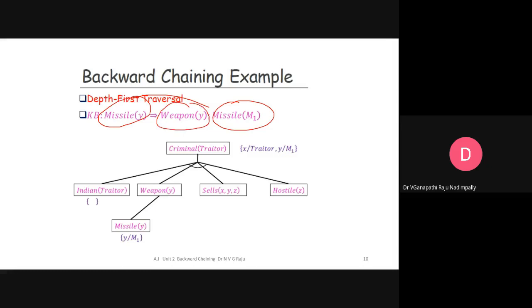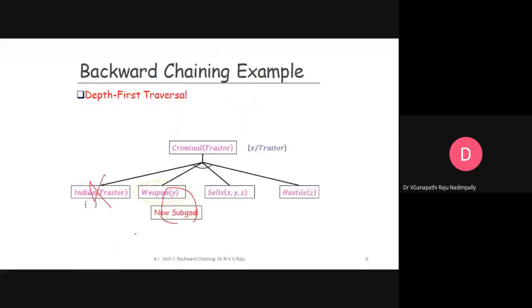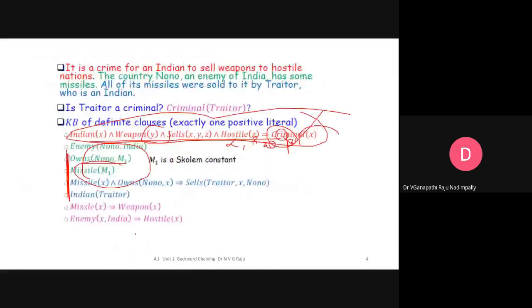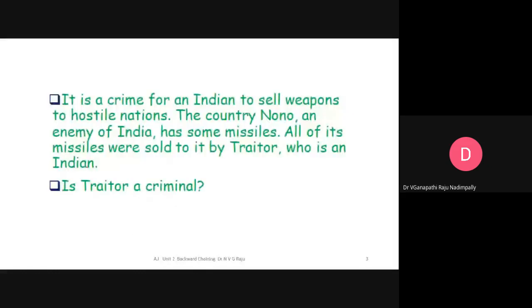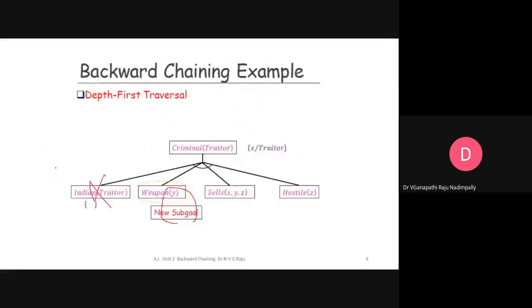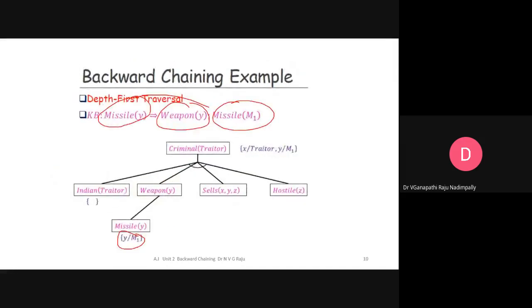Now, here in the problem statement, they did not specify what kind of missile it is. They specified that the weapon is a missile, but we don't know what kind of missile it is. So we are going to replace it with a Skolem constant as M1. Observe carefully. Wherever Y is there, we are going to replace with M1. Now is it okay?